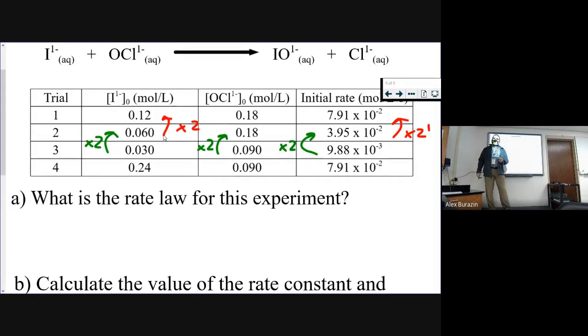Following my logic? So how much did it change by? What's the order here? 2 to the what? And if you need a calculator, that's okay, because it is scientific notation. What's the total change? Should be 2 squared. If you don't believe me, please take 9.88 times 10 to the negative third and multiply it by 4 in your calculator.